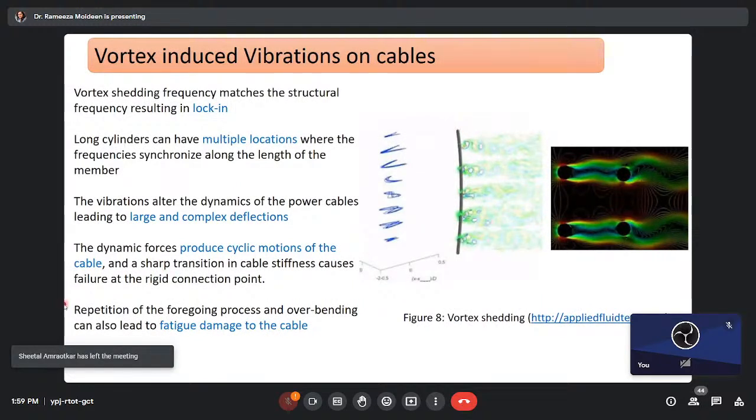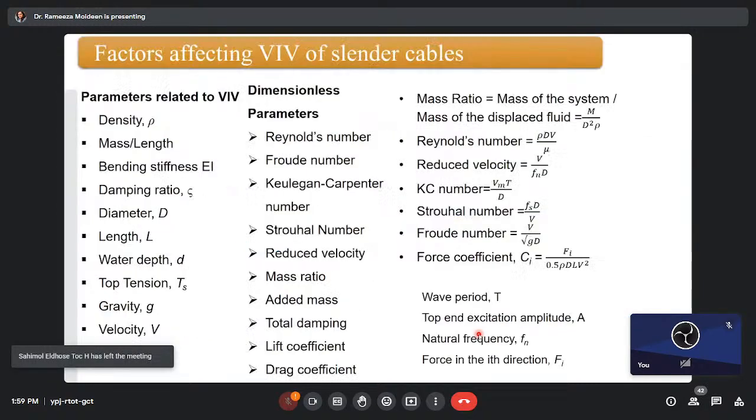The dynamic forces produce cyclic motion of the cable, and a sharp transition in the cable stiffness causes failure at the rigid connection point. The repetition of the foregoing process and the overbending can also lead to fatigue damage of the cable. So this is a main concern which has to be taken care of while designing.